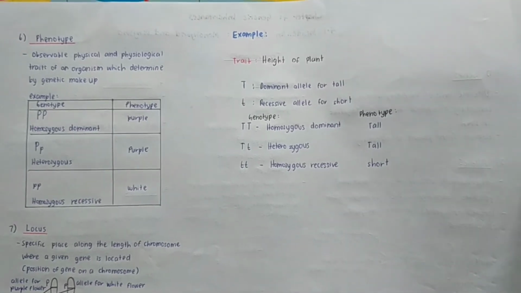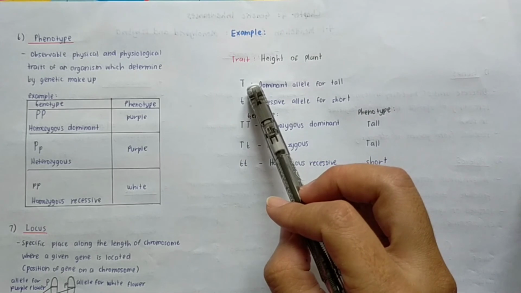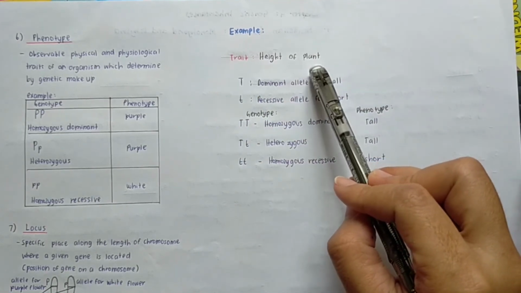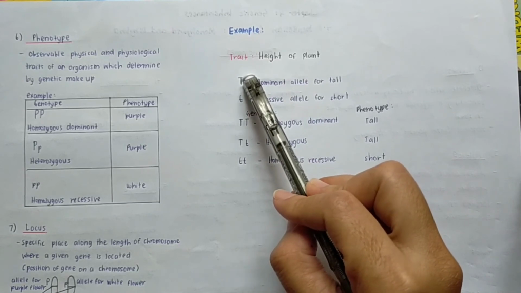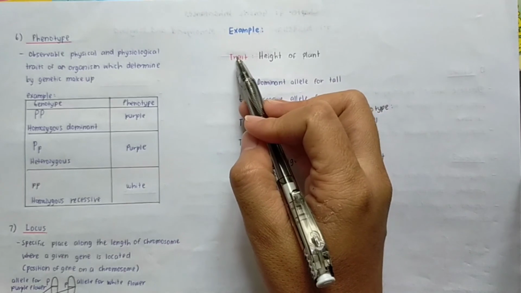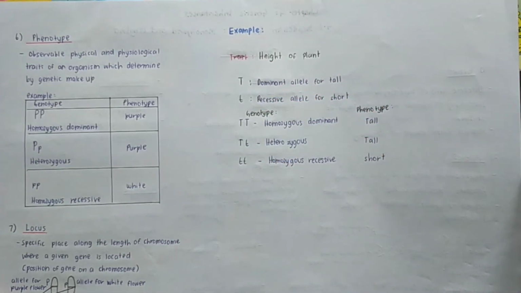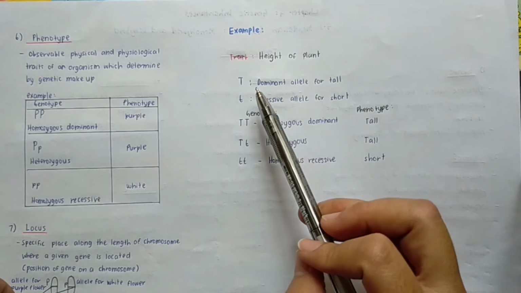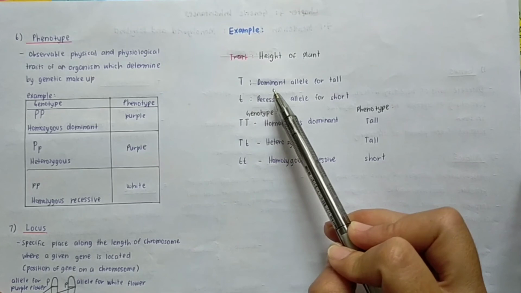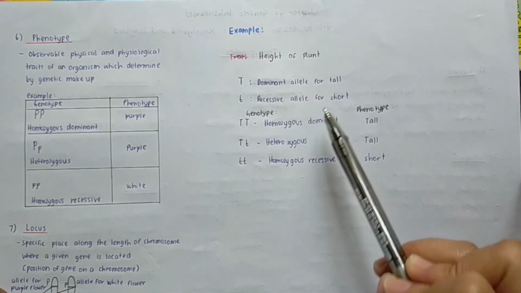Okay, so as a conclusion, kalau kita tengok for this example here, let's say characteristic-nya adalah height of plant, so its trait will be either tall ataupun short. So this one actually refers to the characteristic lah. Okay, so the trait is tall or short. It will be represented by capital T. So capital T is the dominant allele for tall. Small t is the recessive allele for short.